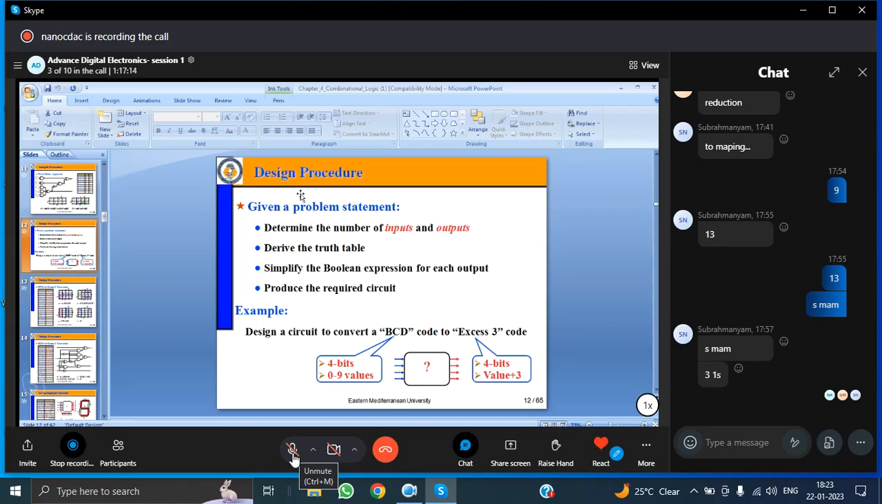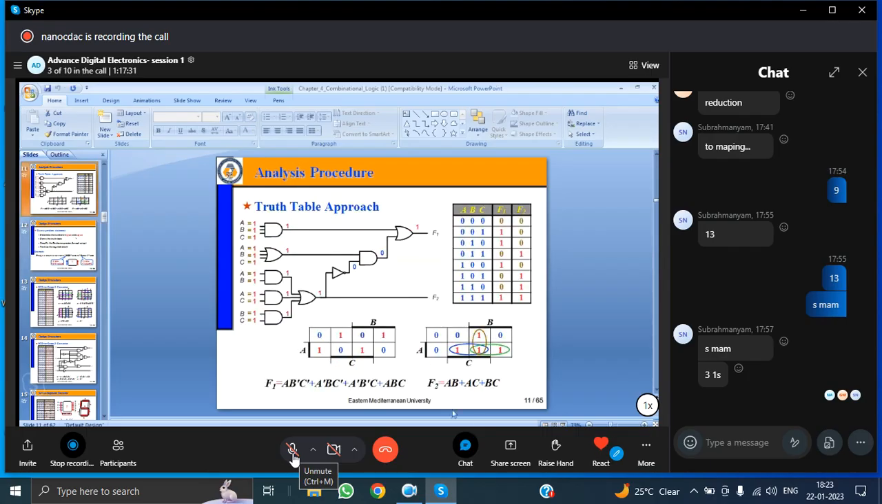Next, for the inputs and outputs you need to derive the truth table. Okay, after derivation of the truth table you need to simplify the Boolean expression. Okay, after simplifying the Boolean expression you need to produce the required circuit. Once you get the Boolean expression, according to this Boolean expression you can draw the circuit.